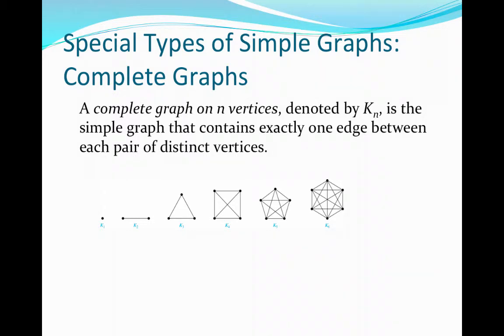Now we're going to look at special types of simple graphs, and we're going to begin by looking at complete graphs on n vertices. These will be denoted by K sub n, and they're defined to be simple graphs so that between any pair of distinct vertices there is exactly one edge. So if we have two vertices, there's exactly one edge, and then as we add an additional vertex, we simply join it to each of the other vertices by exactly one edge, and we continue. So as we've added this vertex, we need to connect it by an edge to each of the other vertices.